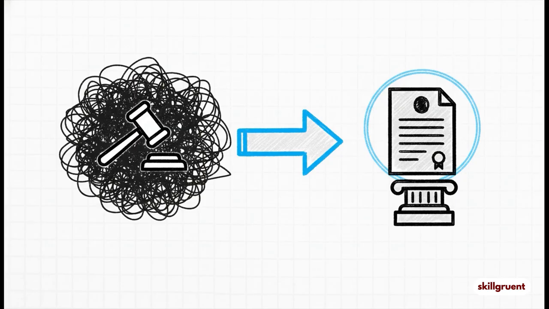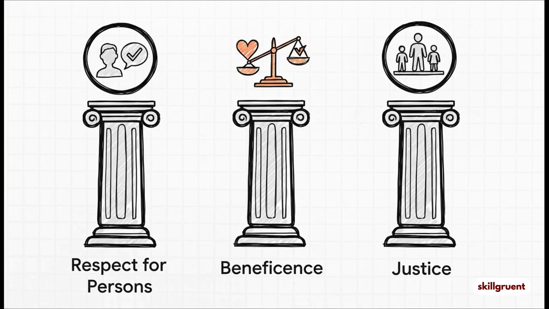Horrific research abuses that came to light during the Nuremberg trials after World War II forced a global conversation, which eventually led to the ethical framework we all use today, known as the Belmont Report. And that whole framework really stands on three core pillars.